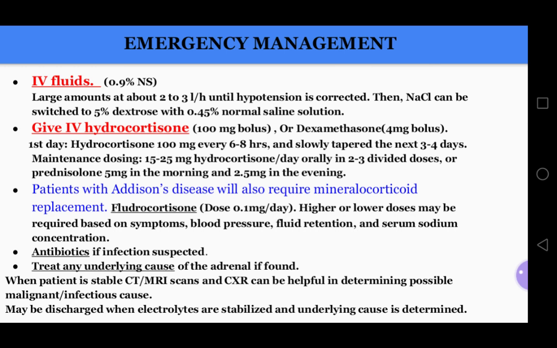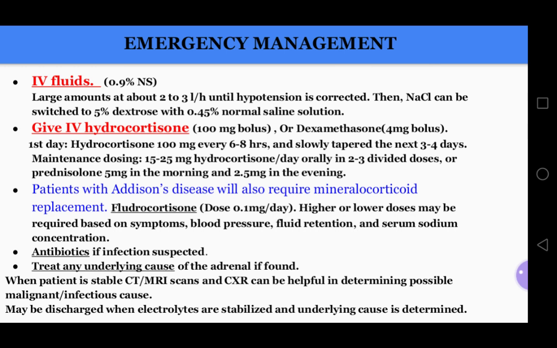Patients with Addison's disease will also require mineralocorticoid replacement with fludrocortisone. Dose is 0.1 milligram per day. Higher or lower doses may be required based on symptoms, patient's blood pressure, fluid retention, and serum sodium concentration.